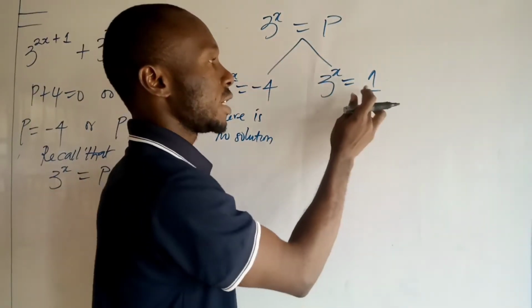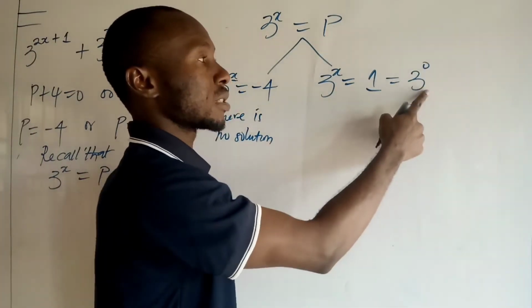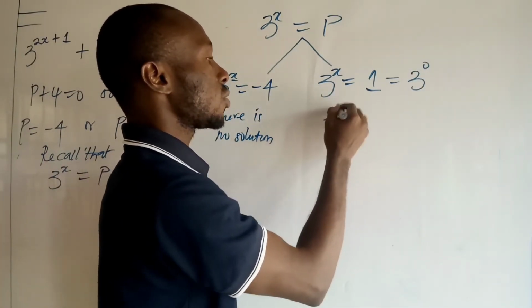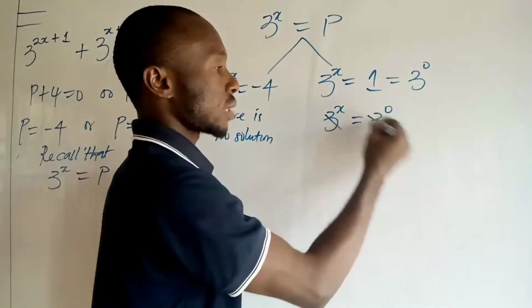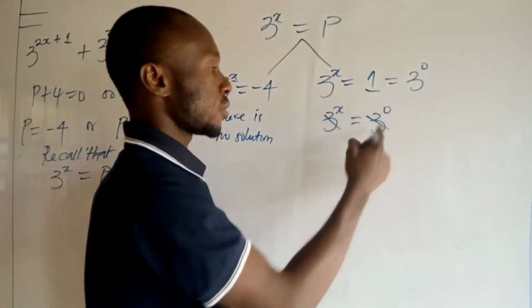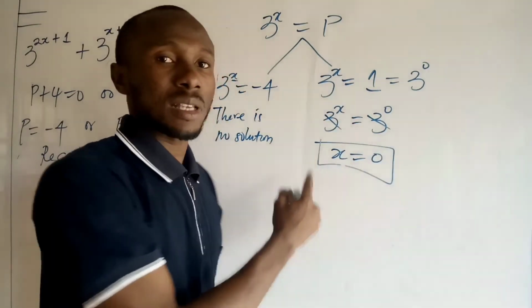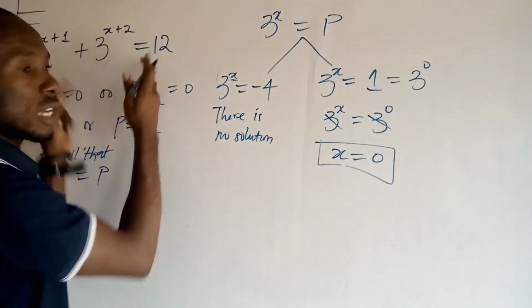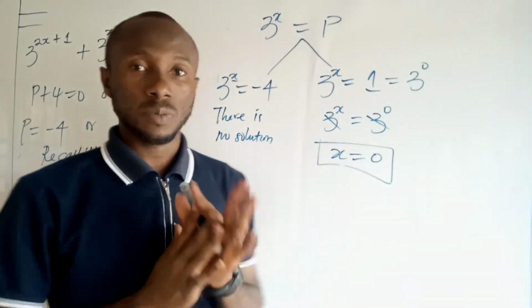And also, right now, I can write 1 as 3 to the power 0, because 3 to the power 0 is the same as 1. So I have 3 to the power x is equal to 3 to the power 0. And of course, the bases will cancel out because they are both equal. So we equate the exponents, so we have x is equal to 0. So this is our valid answer for this exponential equation. x is equal to 0 is our valid answer for the exponential equation.